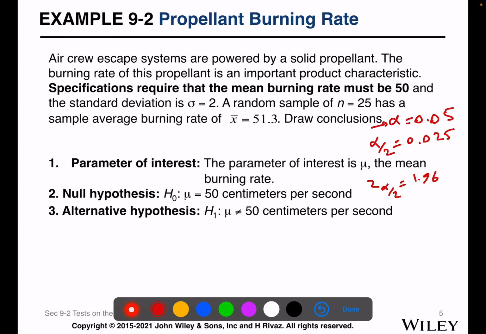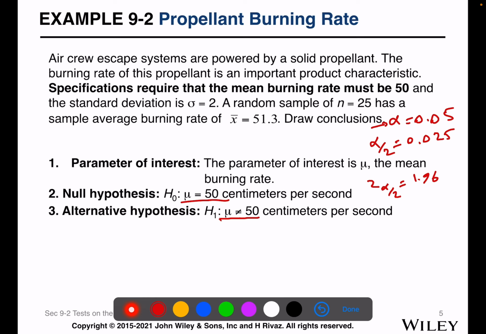Do we reject the null hypothesis if Z0 is exactly 1.96? That's not Z0. That's not the null hypothesis. The null hypothesis is mu0 is 50. This is the null hypothesis, right? And yes, we reject it.